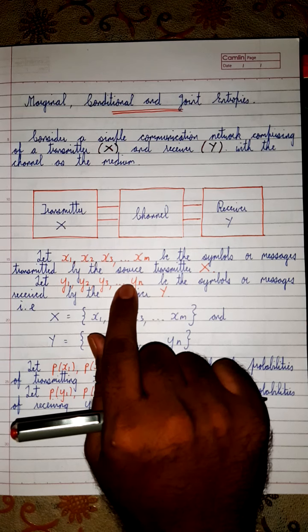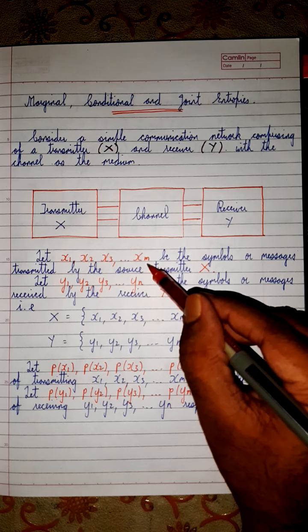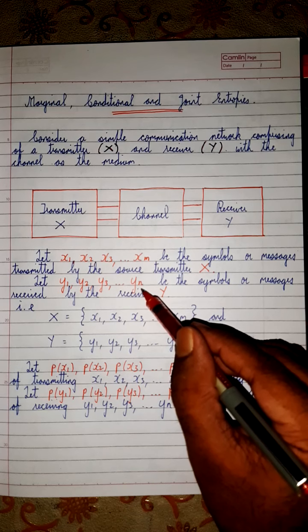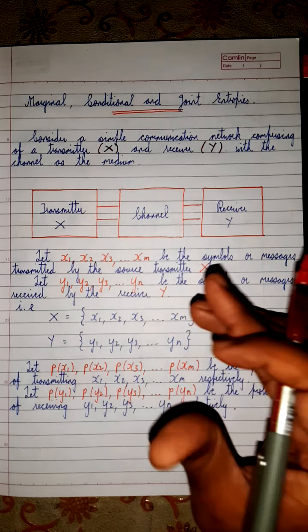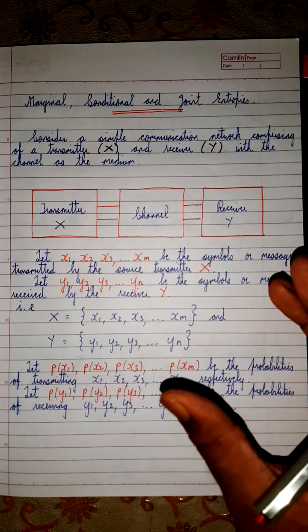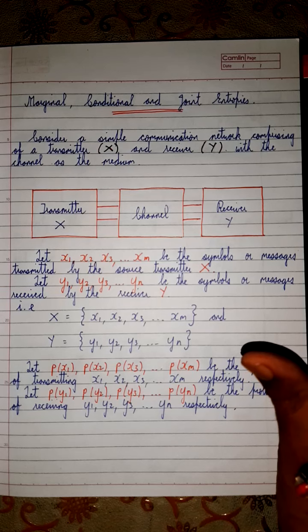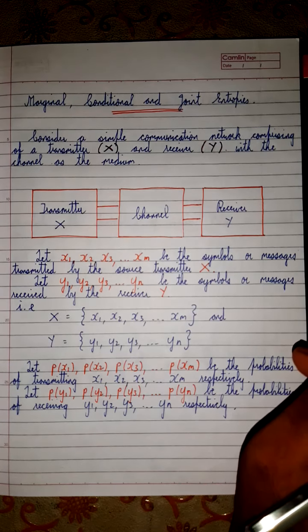So what is M? M is the number of transmitted symbols, and N is the number of received symbols. I'm trying to generalize the communication system, because not all communication systems have the same number of transmitted symbols and received symbols.